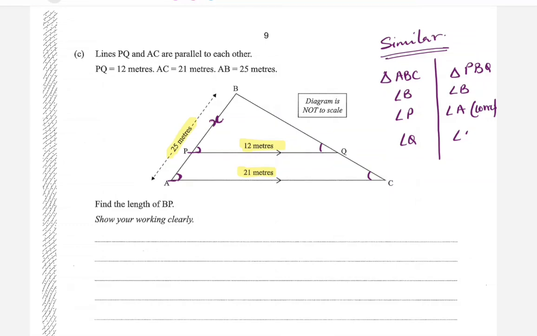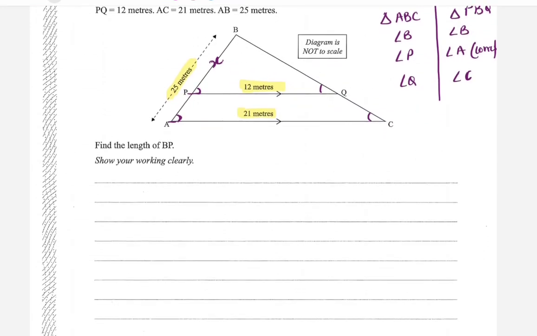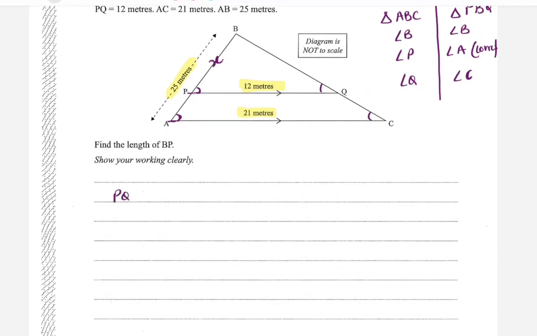Similar means their angles are equal, but the lengths might be different. And the lengths of their sides are always in ratio, or always in proportion, with the other triangle. So now, because we know the triangles are similar, their lengths are in ratio. So PQ and AC are in ratio: PQ over AC is equal to the other length.